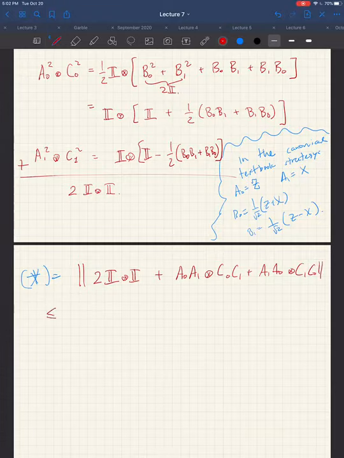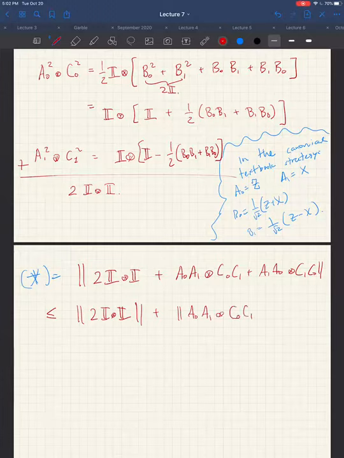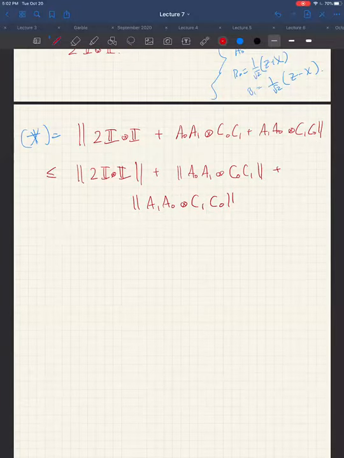And now I'm going to use the triangle inequality for the operator norm. So we'll have 2 times the identity plus A0, A1. Right? And we know that the operator norm of twice the identity is at most 2, well, it's equal to 2. And also we know that the operator norm of a tensor product is just the product of the operator norms.